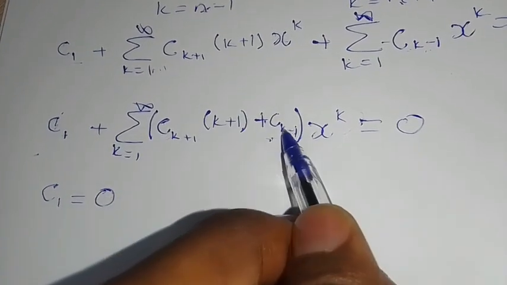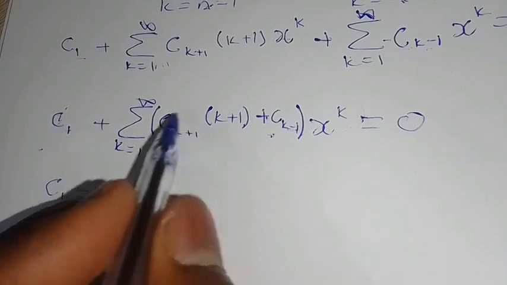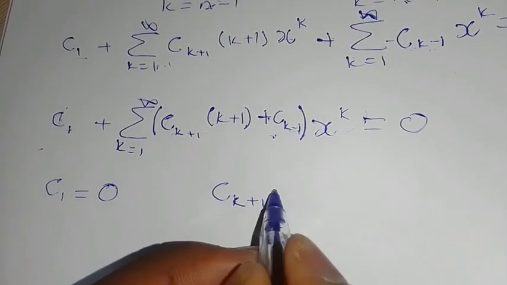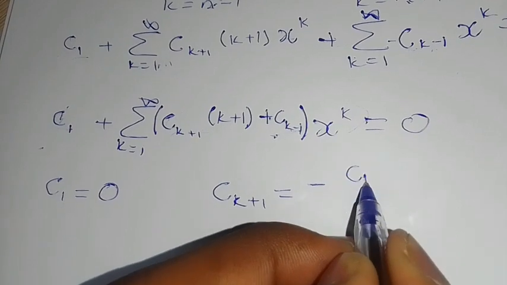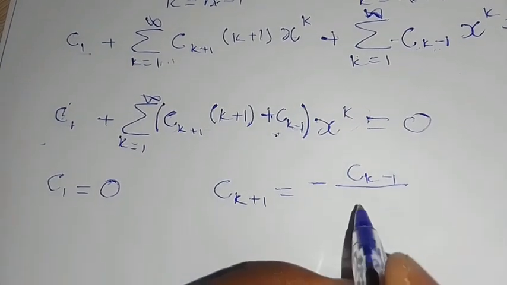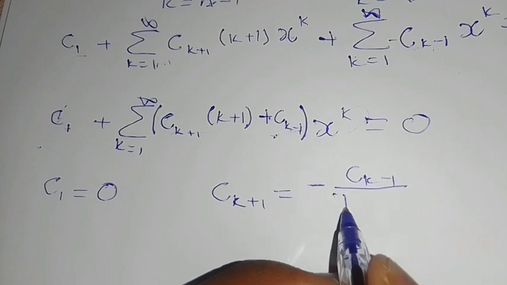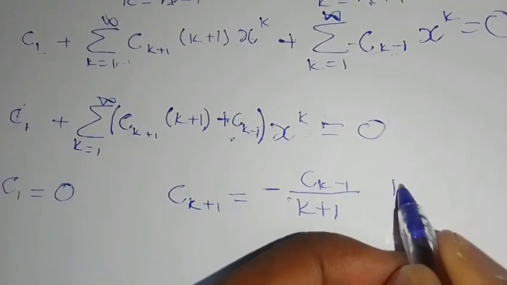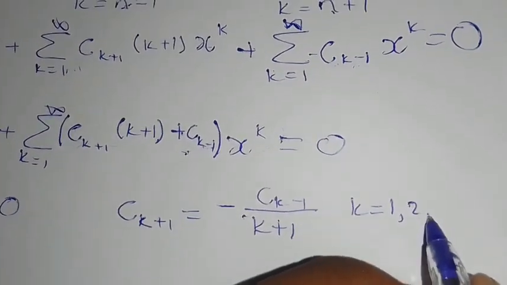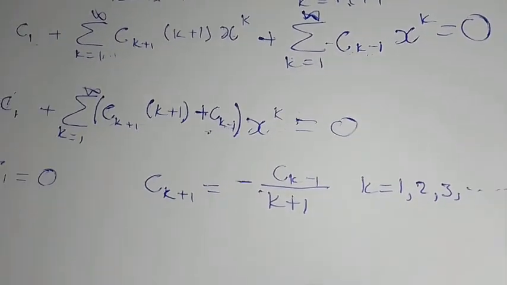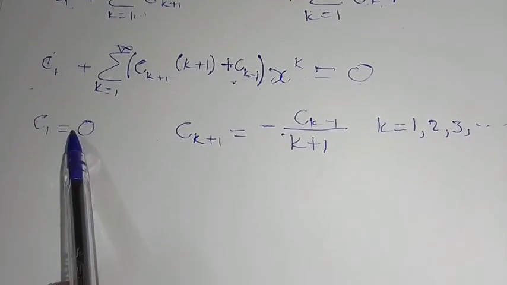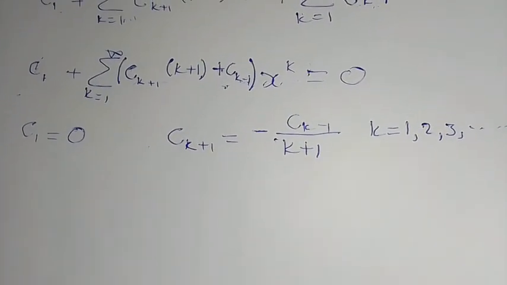And this one you solve, k minus 1 and k plus 1, the larger one here is just c(k+1). So you solve for that, and you just get that c(k+1) will be negative c(k-1) over k plus 1, where k starts at 1, k equals 1, 2, 3, and it's just going to progress like that. Okay, so c1 is 0, and c(k+1) equals this.